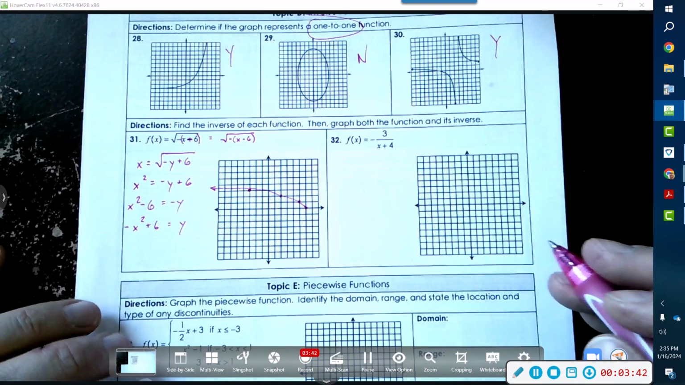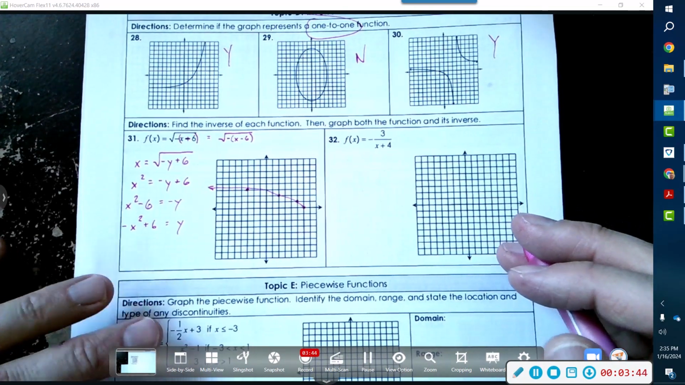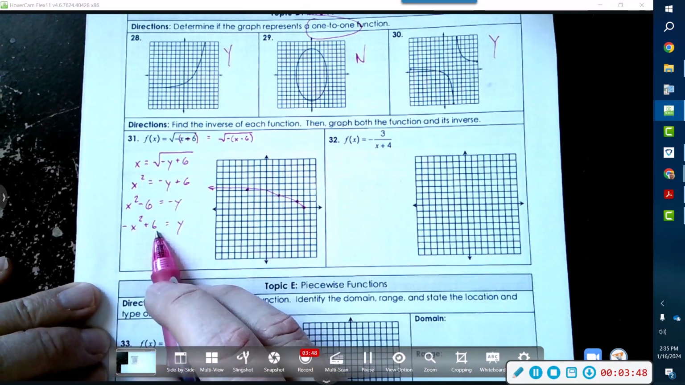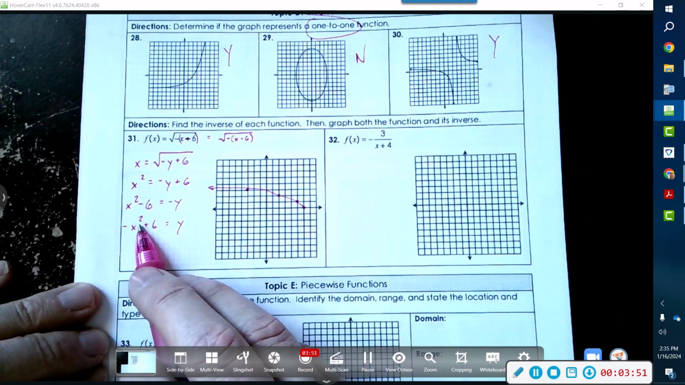Now, negative x squared plus 6. So what this guy would look like is he's a quadratic, and he's going to go up 6, and he's going to point downwards.